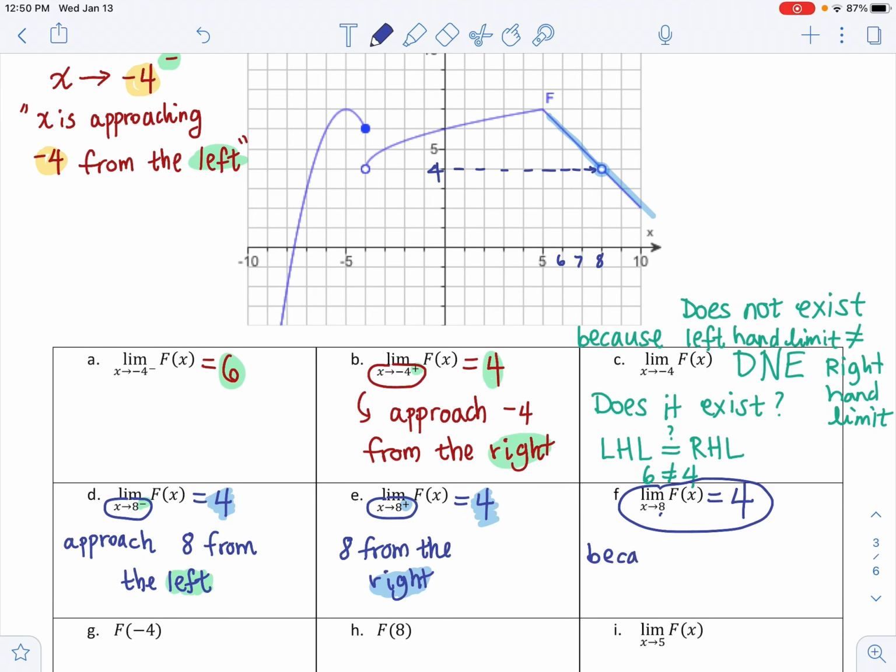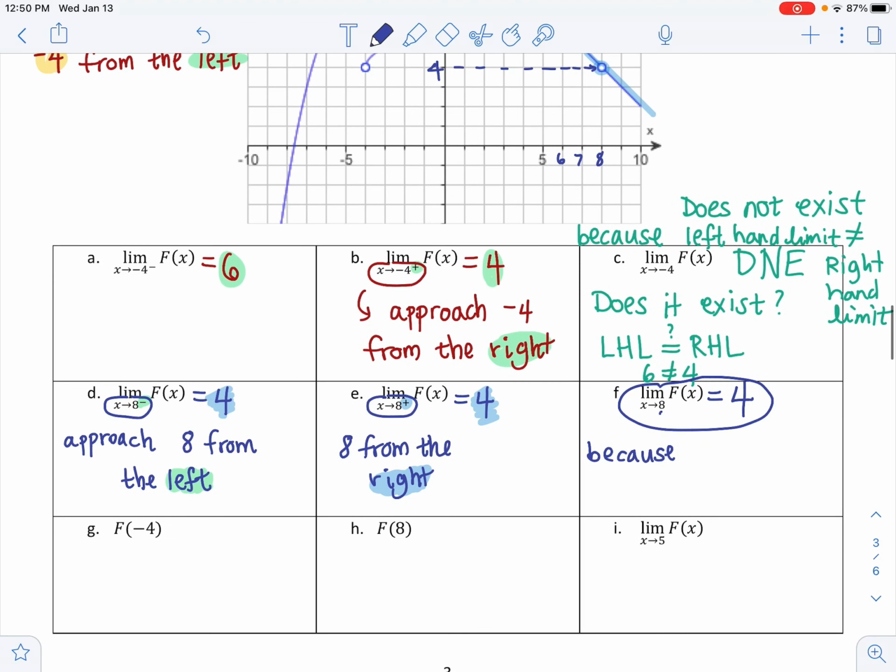And I get to say that because, if you want to write these notations down for extra practice, I can say that the limit as x approaches 8 from the left of big F of x is equal to the limit as x approaches 8 from the right of f of x, which is equal to 4. I'm saying the left-hand limit and the right-hand limit are equal to each other, and they were both 4. Therefore, the general limit is 4.